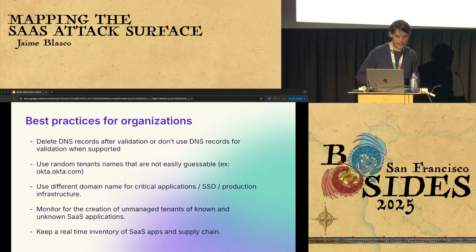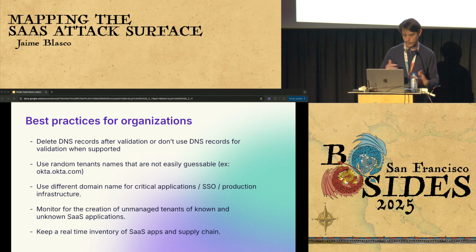So what are some of the things you can do to reduce the attack surface? As an organization, first thing is as soon as you validate a domain, please delete all the DNS records. That's super easy to do. Please use random tenants. Don't be Okta. Don't use okta.okta.com for everything. You can do something else that is not as obvious, right? And again, that's not ideal, but at least it's a little bit easier.